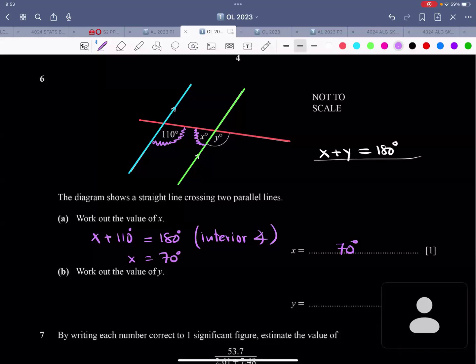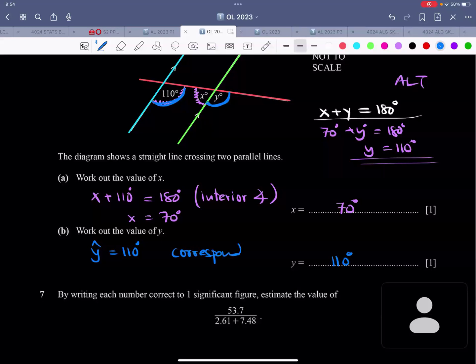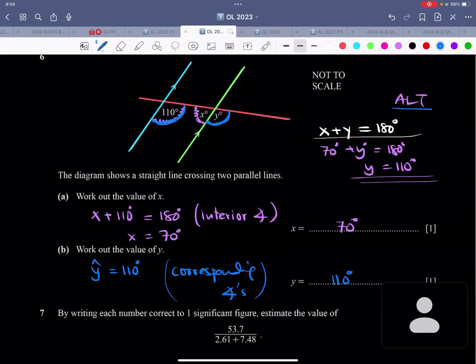And what about the value of y? There are 2 ways of writing it. X plus y is 180. 70 plus y is 180. Therefore, y is 110. That is an alternative approach. The other approach is this thing. This angle over here is exactly the same. This is corresponding angle. So angle y is 110 degrees, and the reason is corresponding angles. So I got the same answer using 2 different methods for y.